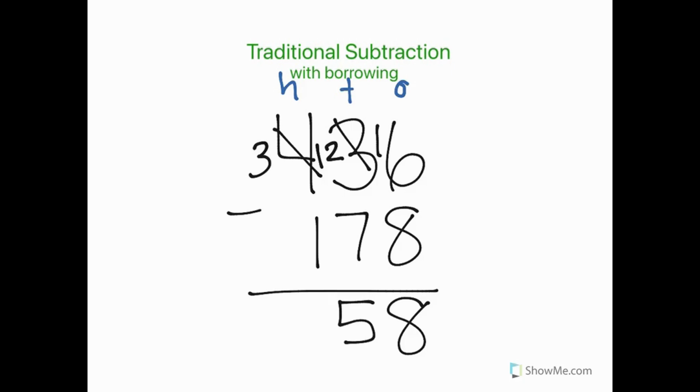Lastly, the subtraction in the hundreds column. 3 minus 1 is 2. 436 minus 178 is 258.